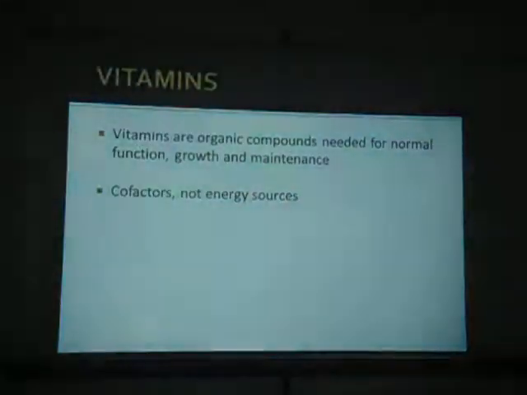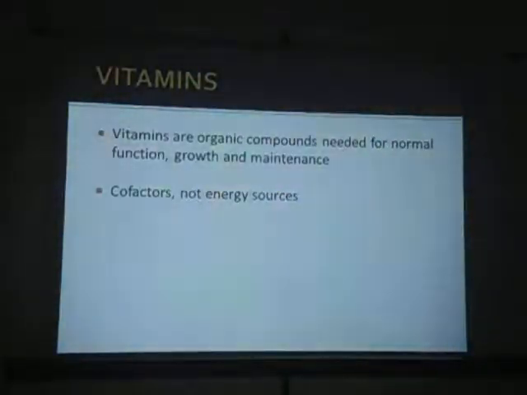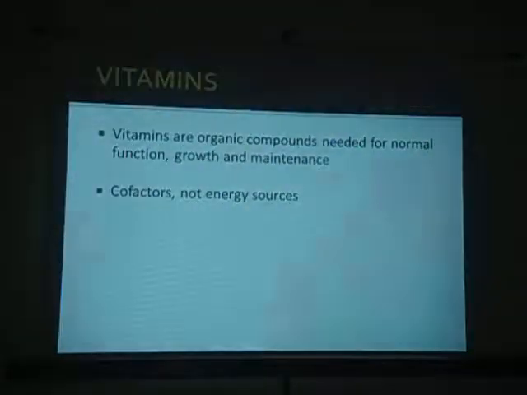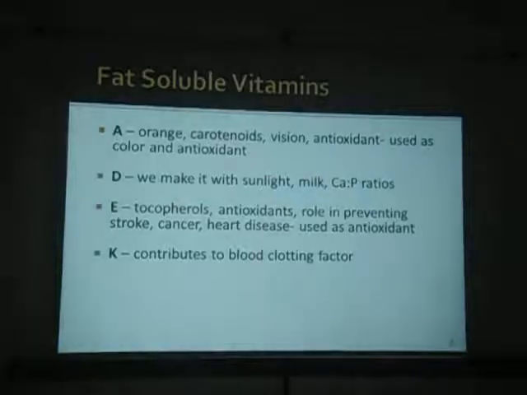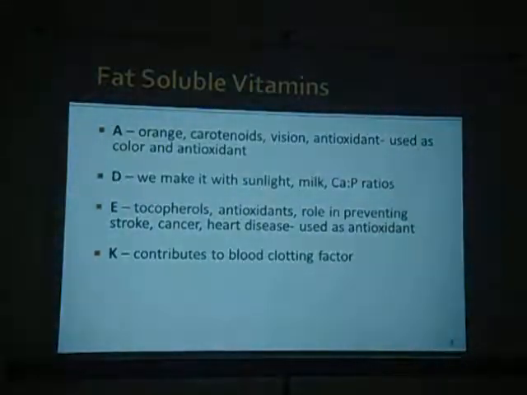Okay, vitamins are the organic compounds needed for the normal function, growth and maintenance. And they are not the energy providers, they are the cofactors for various metabolic reactions in the body. So we have two types of vitamins: fat soluble vitamins and water soluble vitamins. So fat soluble vitamins we have A, D, E and K. Okay, so A, D, E and K, you already know these vitamins, still we will brush up your knowledge.